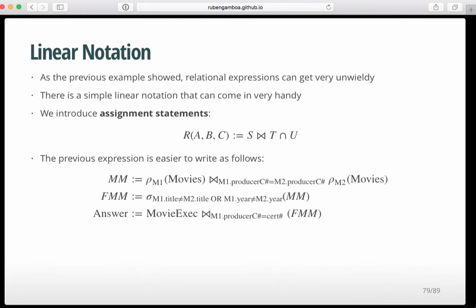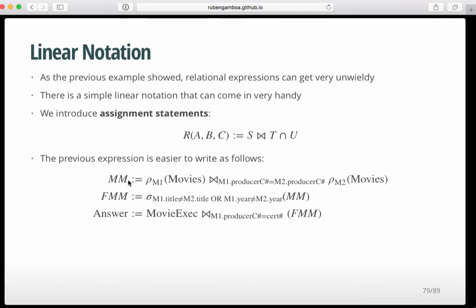So it is sometimes useful to have a different way of writing relational algebra expressions that is simply easier to read. And the trick is just to let you name expressions and then use that name elsewhere. So here's how we do it. We're going to create a new relation called R that has attributes A, B, and C. Colon equals, that's the assignment operator. And this is just a relational algebra expression, S join T intersect U, all right? And then we can use that elsewhere.